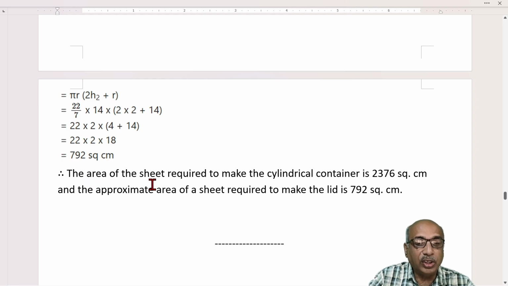Therefore, the area of the sheet required to make the cylinder container is 2376 square centimeter, and the approximate area of the sheet required to make the lid is 792 square centimeter. To make the cylinder, we need total surface area or curved surface area, of the base or of the top. But to find the capacity of the cylinder, we need the volume.